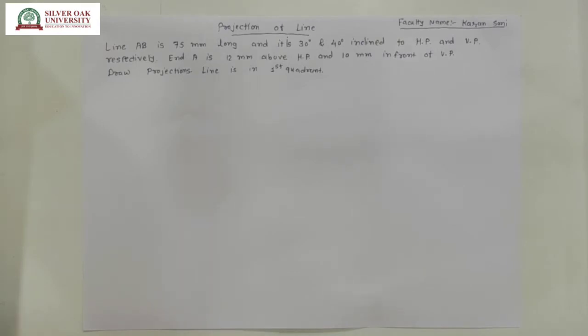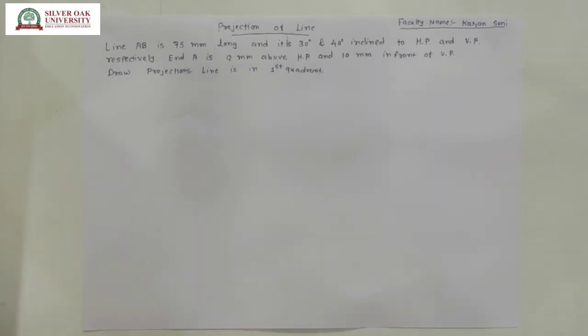In today's video, we are going to solve an example of projection of a line. So you can see the data given for the example. The data says that line AB is 75 mm long and it is inclined 30 degrees and 40 degrees to the HP and VP respectively. Point A is 12 mm above the HP and 10 mm in front of the VP. Now we have to draw the projection and our line is in the first quadrant.